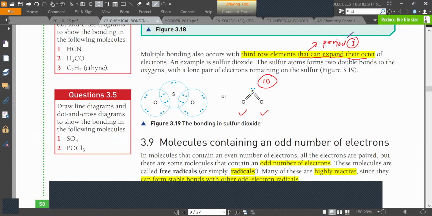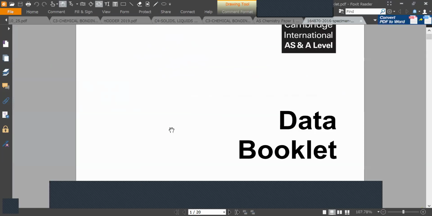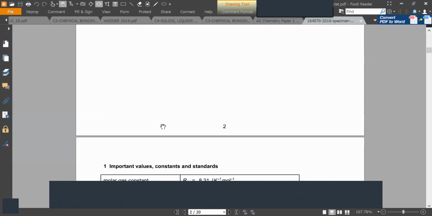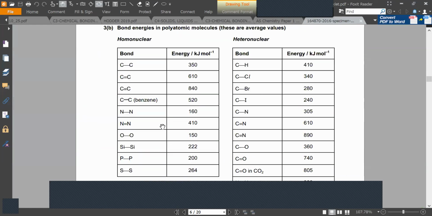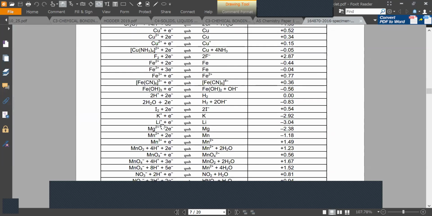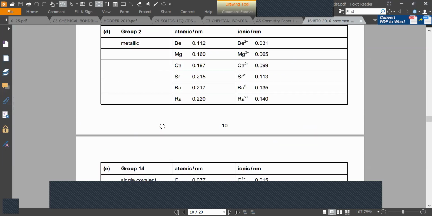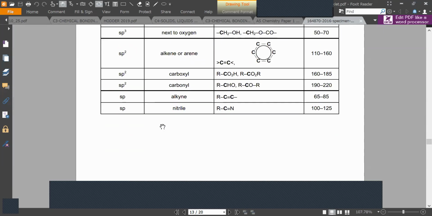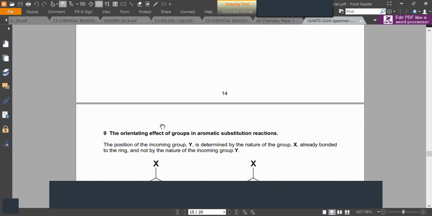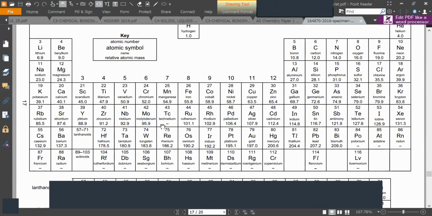Let me open the periodic table. In the data booklet, you will have all the information. I'm sure you are familiar with this, and then we also have the periodic table.